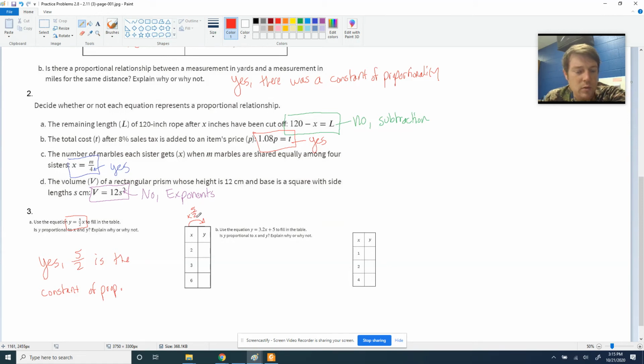Now, if you didn't know, 5 over 2 is another way to write 2.5. Half of 5 is 2.5. So literally, you can just multiply all 3 of these numbers by 2.5, and it will jump over to the side. Okay, so let's go do that.